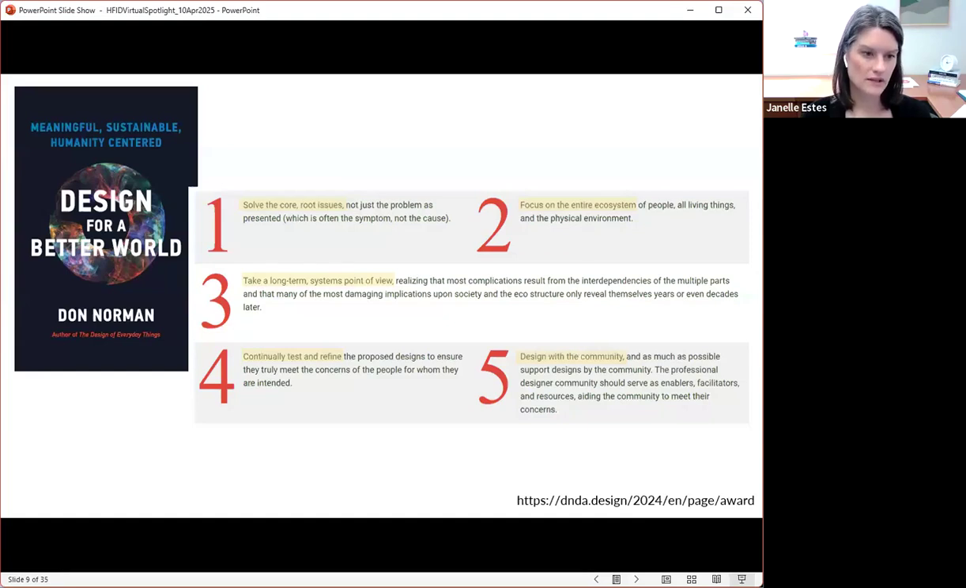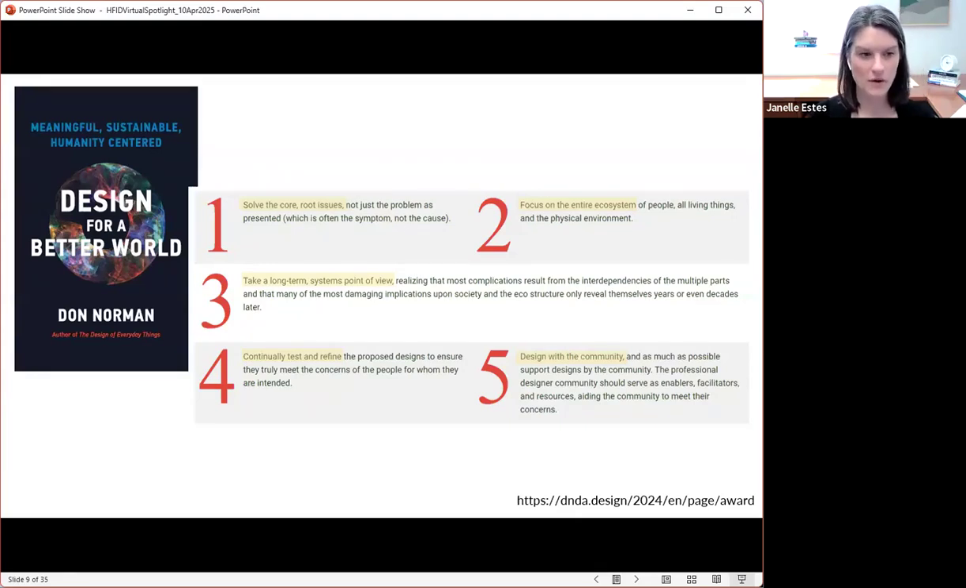And it was around this idea of designing for a better world. So his principles in this book align to the United Nations sustainability goals. And he talks about the core elements of what it means to design for a better world. So looking at root core issues, focusing on the entire ecosystem and not just one point in it, looking at a long-term view, a systems point of view, testing and refining over time, and then design with the community, the people that are using the product, the people that are invested in the product, the stakeholders internally.